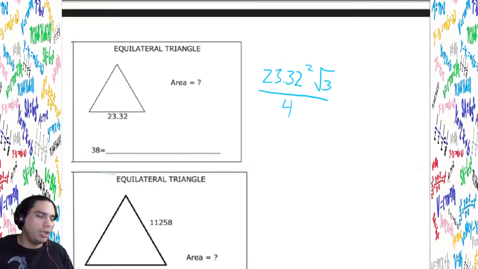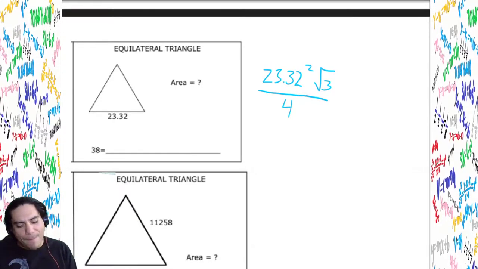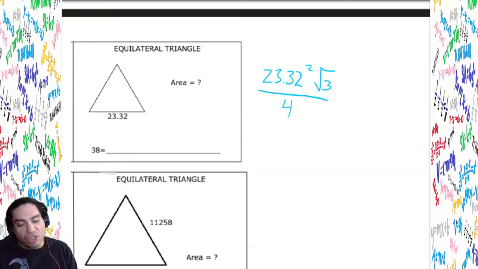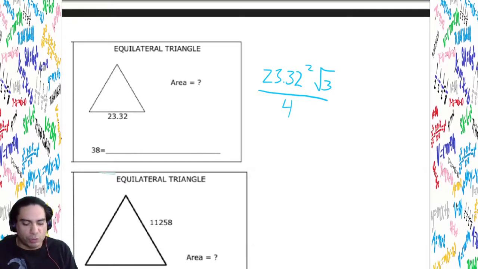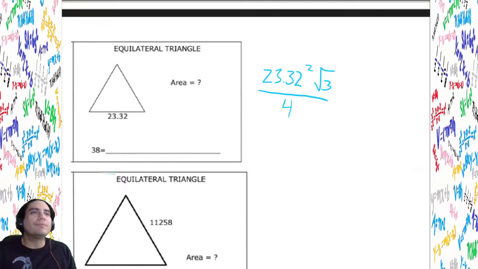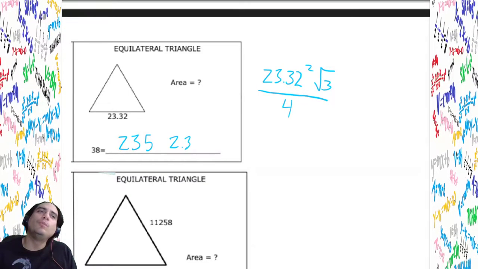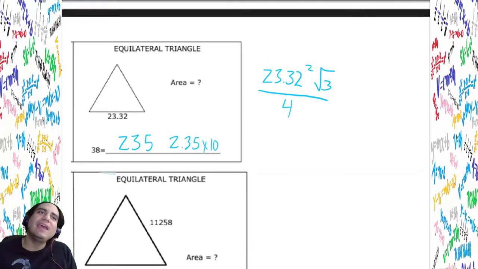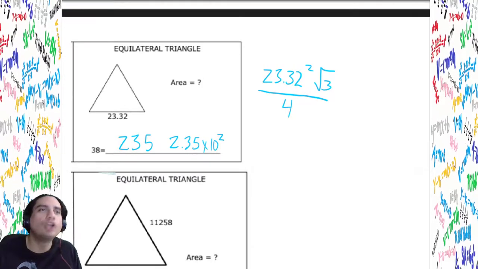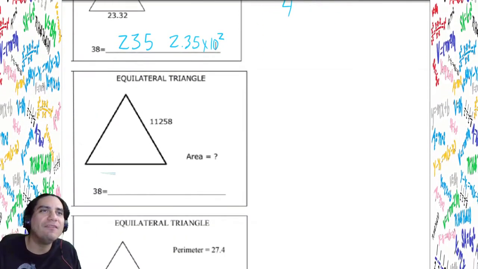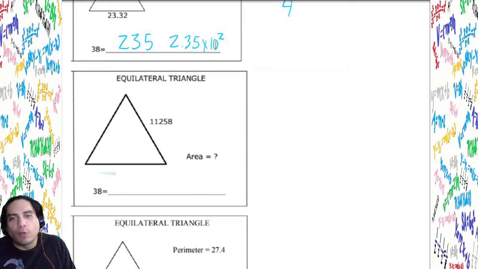So yet again, I go ahead and type it in just in case something in this magical world of math switches up on us. But I don't think it did, because we get the exact same thing. 2.35 times 10 to the second, or 235. Look, these problems get real easy once you know the formula.